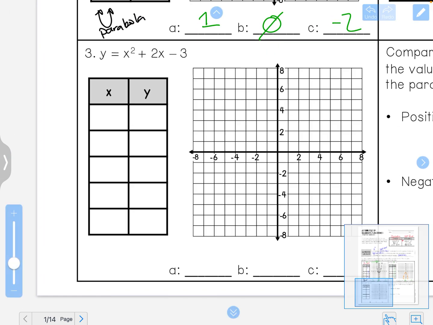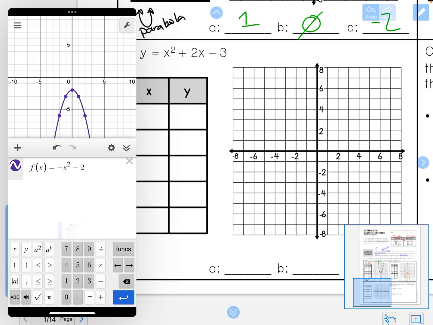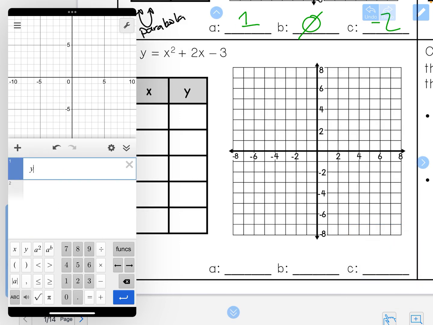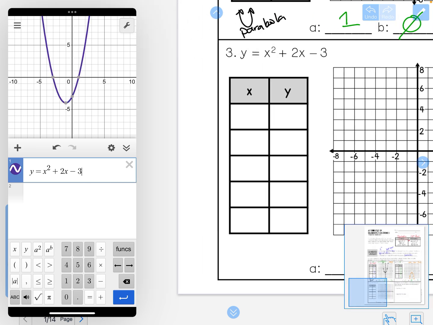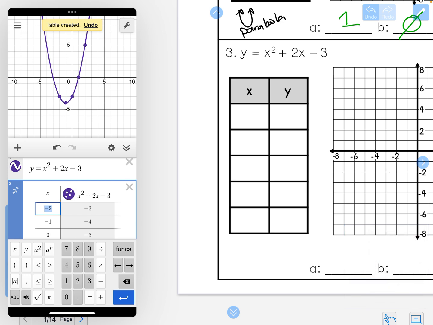So let's do one more. Again, we're going to go to Desmos. We're going to graph this: y equals x squared plus 2x minus 3. I'm going to hit settings, turn it into a table. So when I do things like this, I like to look at the values that are going to help me graph it.